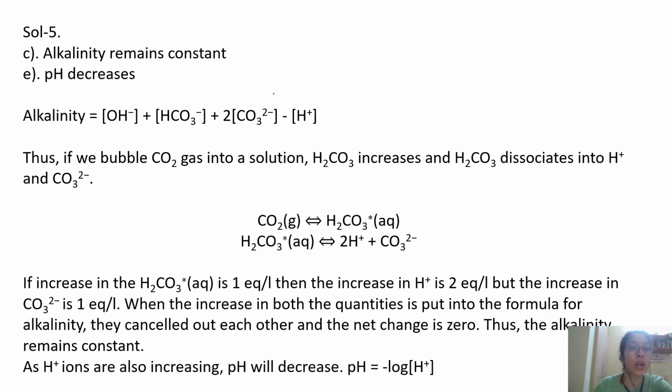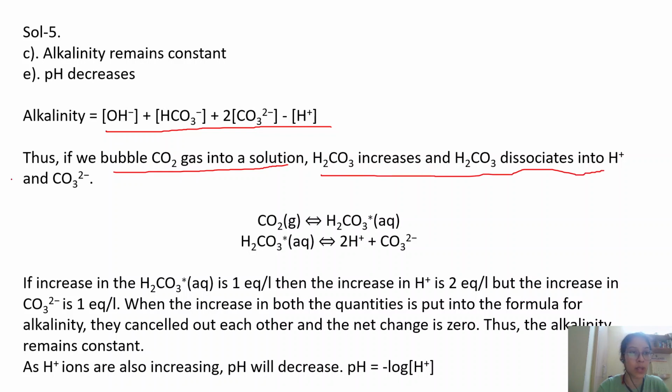So, what is alkalinity? OH negative, bicarbonate, 2 times carbonate, minus H plus. If we bubble CO2 gas into the solution, H2CO3 increases and it dissociates into H plus and bicarbonate. So this is the equation for how that will function. When CO2 gets dissolved in the water body, carbonic acid concentration will increase, and if we know the amount of CO2 in the gas phase, how much we are putting inside the water, then we can very well know the amount of carbonic acid.